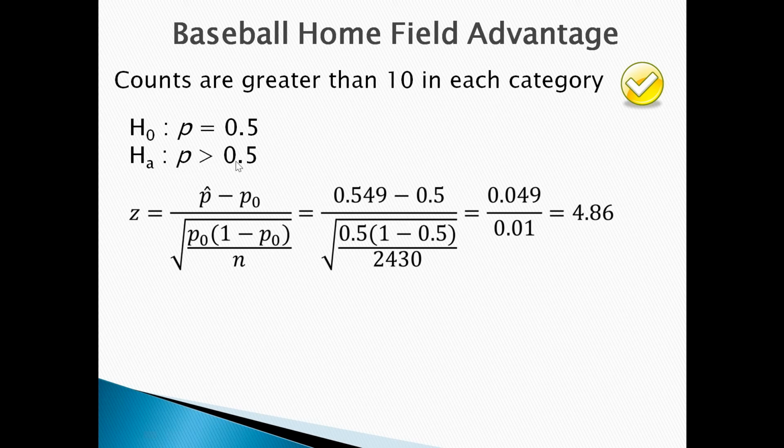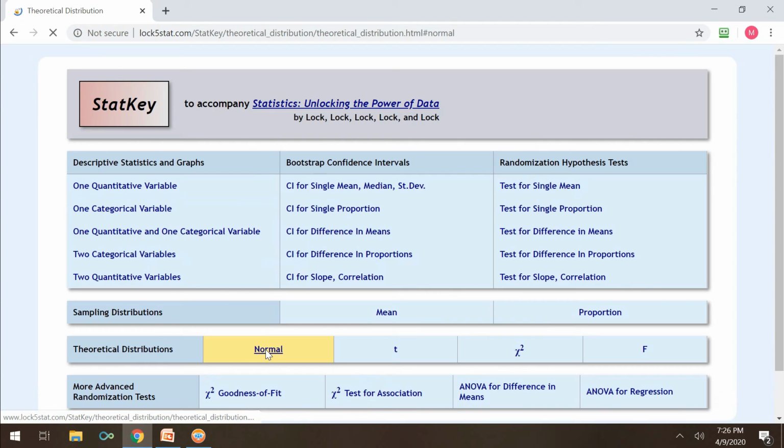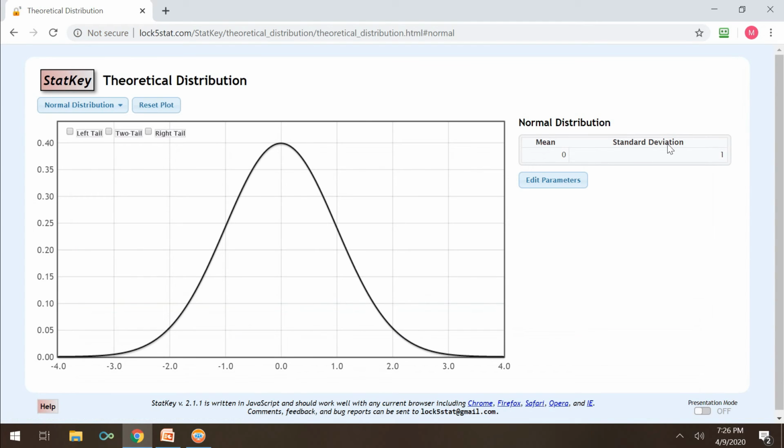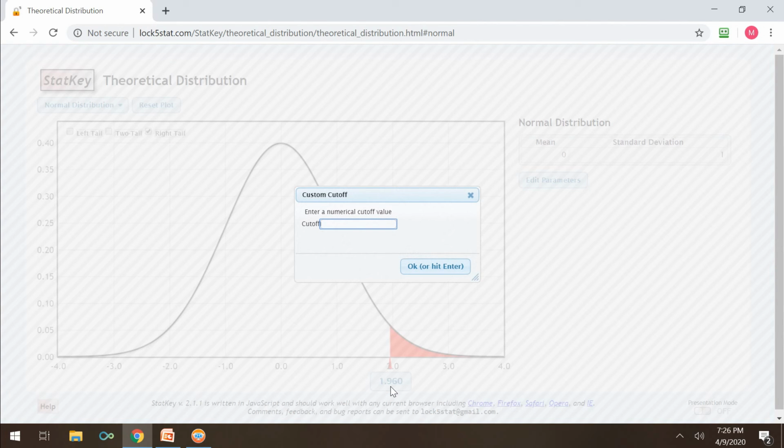And then the next step is finding the z. So the z is the p hat, which is the sample statistic, which they gave me, minus the null, over the SE. You plug everything in and you get the Z. Once you have the Z, you can find the p-value using StatKey. So you keep the standard normal distribution. This is a right tail, and you enter the Z here. So adjust your cutoff to 4.86.